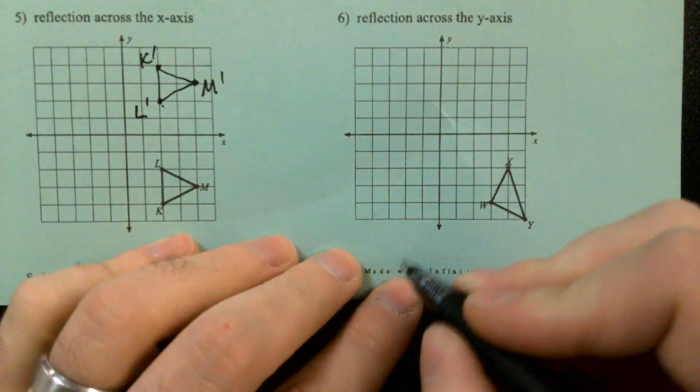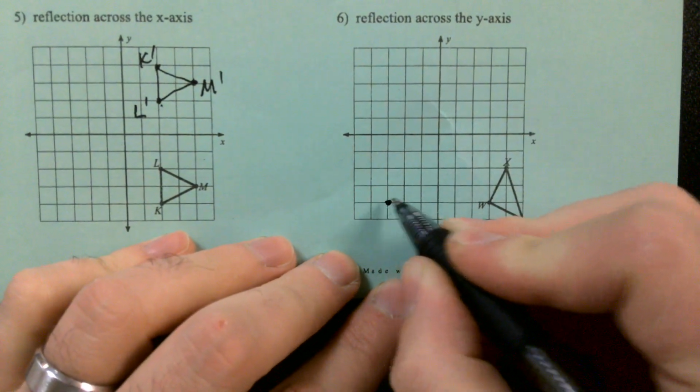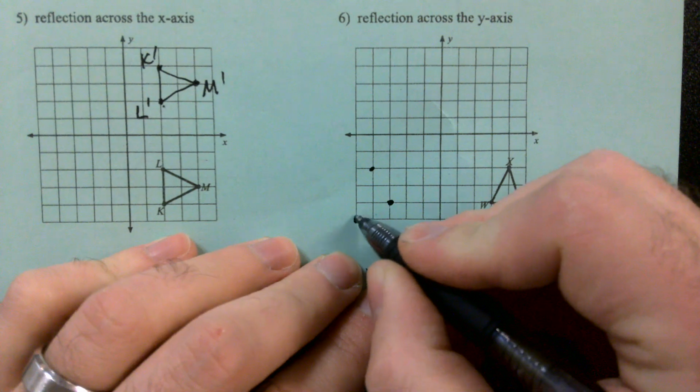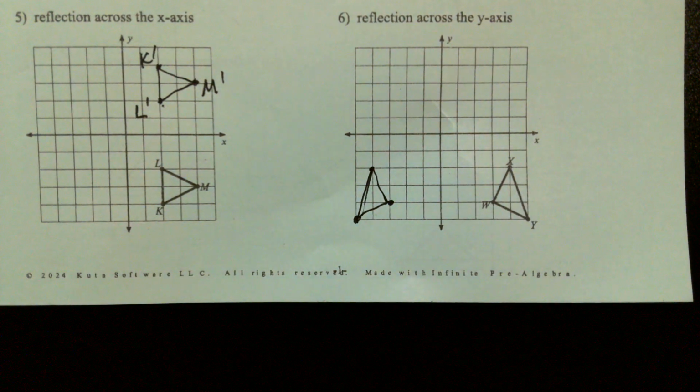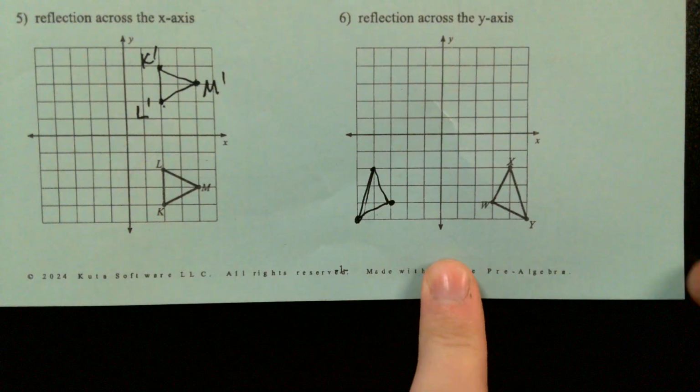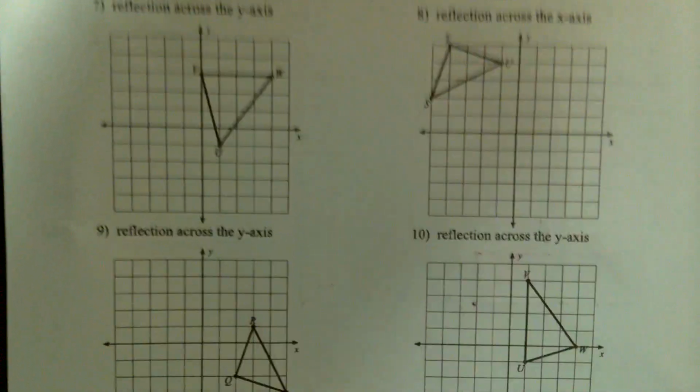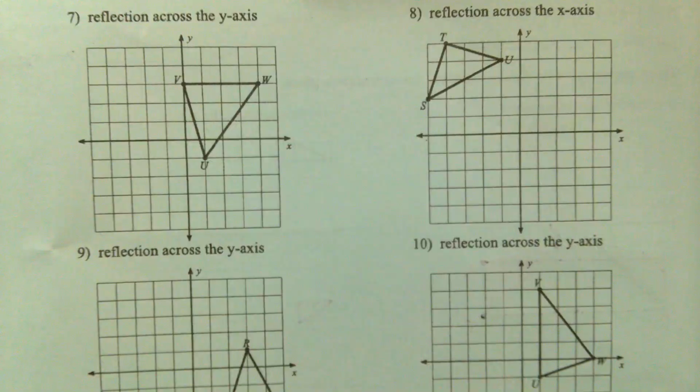Number 6, we're reflecting over the y. So W is going to be right here, X is going to be right there, Y is going to be in the corner, boom, boom, boom. That look right, number 6? Okay. If you didn't get this finished, don't try and just rush to draw what I'm drawing. Just actually take your time.